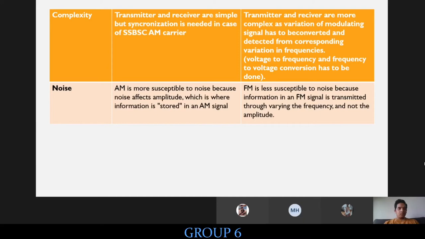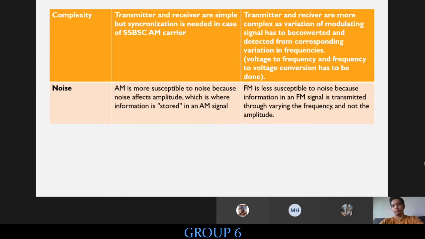And for complexity, the transmitter and receiver for AM are simple, but synchronization is needed in the case of SSB, PSC, and AM carrier. And for FM, the transmitter and receiver are more complex, as variation of the modulation signal has to be converted and detected from the corresponding variation in frequencies.